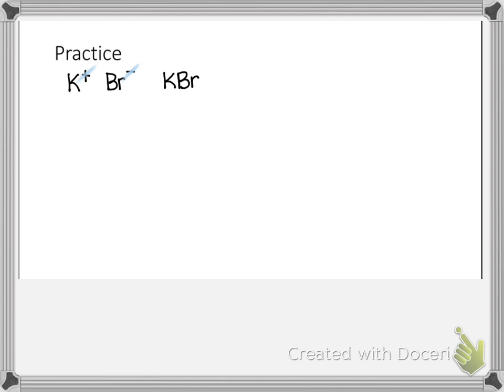Now I'm going to go ahead and teach you how to name these. So for ionic compounds, you literally just name the ions present. We know that metals are named the same as their element, and nonmetals change the ending to -ide. So this is potassium bromide.